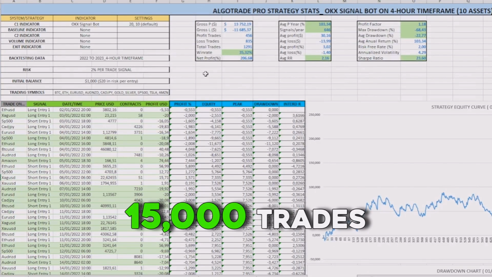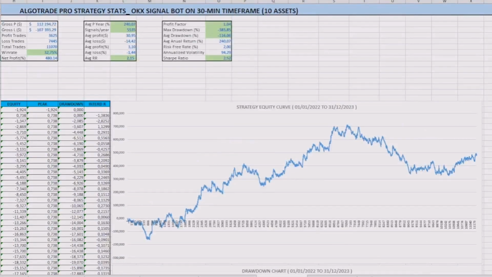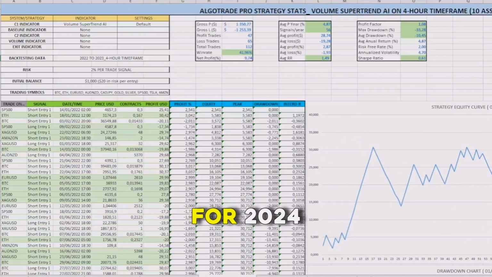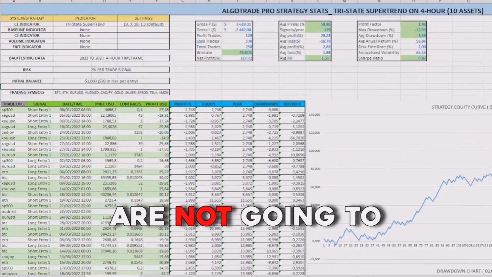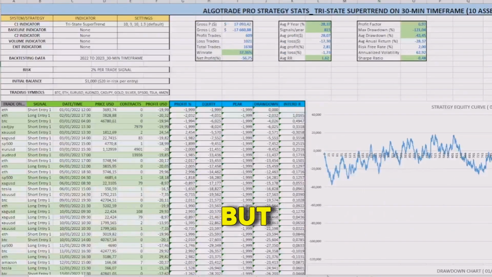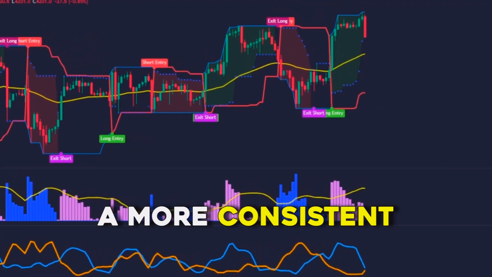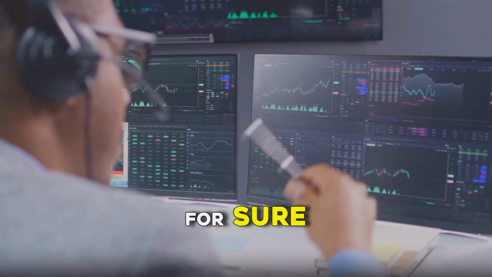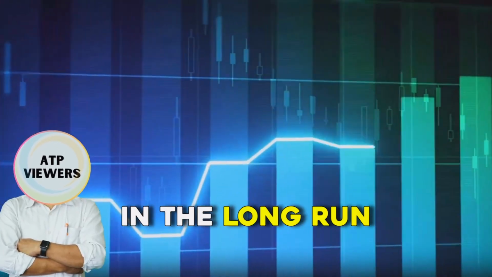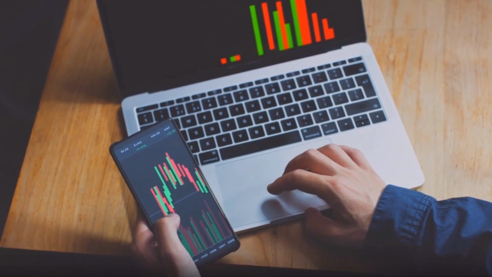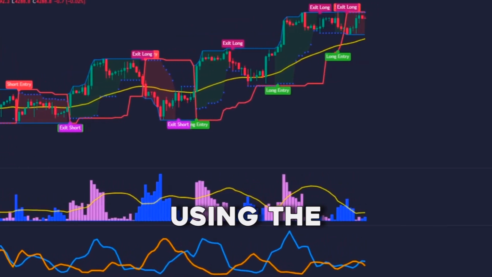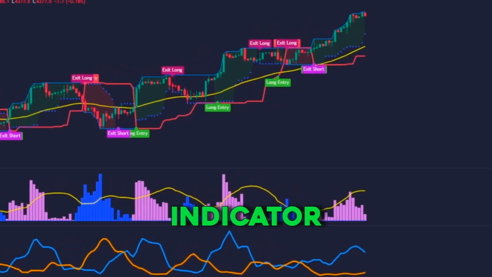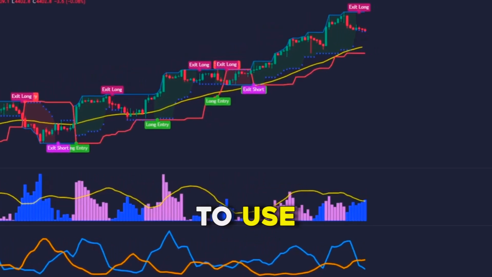After more than 15,000 trades, here we have all the results about these top 3 indicators for 2024. As you can see, these indicators by themselves are not going to turn you into a profitable trader. But if you create a more consistent strategy around them, you can for sure find something good and profitable in the long run. And to show you how that is possible, in a future video I'm going to create a new trading strategy using the OKX Signal Bot indicator that all of you will be able to use for free.